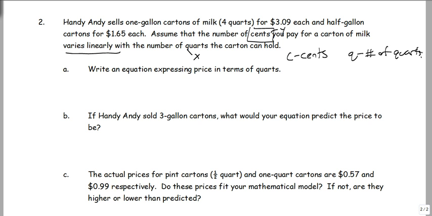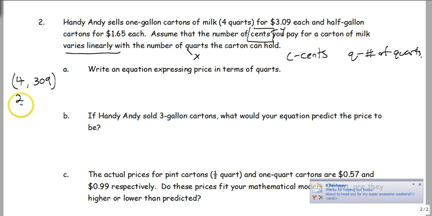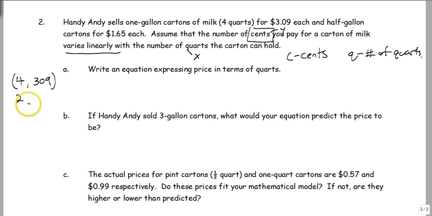Write an equation expressing price in terms of quarts. Okay, well we need to get 2 points first. We know that if we have 4 quarts, the price is 309 cents. Again, I'm in cents. I know that if I have 2 quarts, I'm going to have 165 cents. So now I can find a slope.